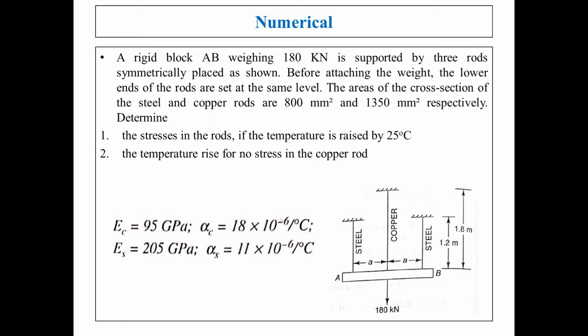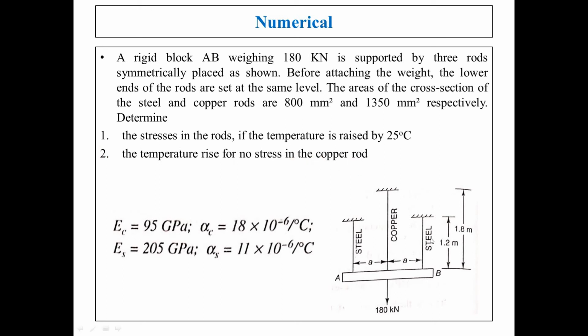Now we'll solve one numerical. A rigid block AB weighing 180 kilonewton is supported by 3 rods symmetrically placed as shown. Before attaching the weight, the lower ends of the rods are at the same level. The cross-sectional areas of the steel and the copper rods are 800 mm square and 1350 mm square respectively. Determine the stresses in the rods if the temperature is raised by 25 degrees Celsius. Second, determine the temperature rise for no stress in the copper rod.